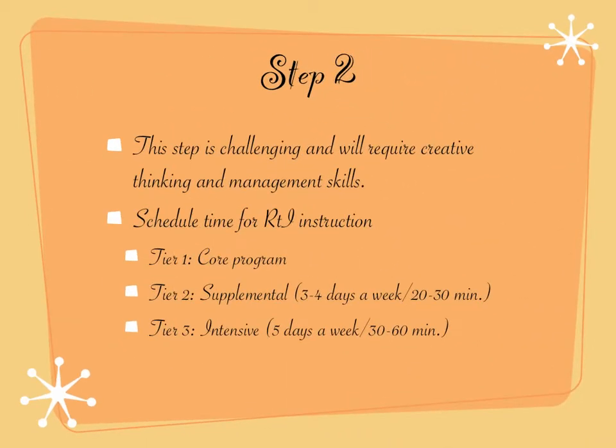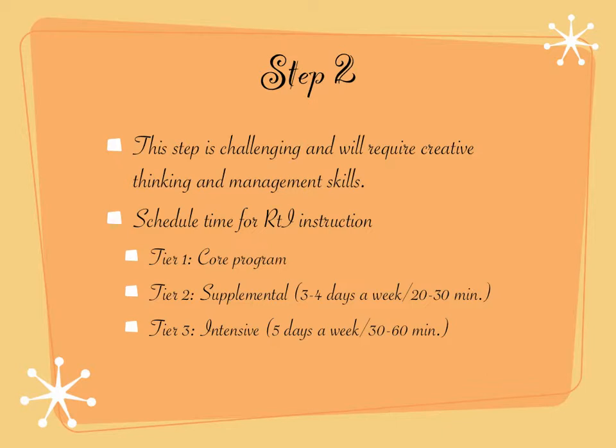Step 2 would be challenge. This step is very challenging. It's going to require creative thinking. Like I said, the primary has more resources than the intermediate or middle school. You will need to schedule time for RTI instruction. You have Tier 1, which is your core program. That means all kids are going to get that. Tier 2 is supplemental instruction. This will be 3 or 4 days a week for 20 to 30 minutes. You would want to progress monitor Tier 2 kids once every other week. That's once every 2 weeks. And Tier 3 would be very intensive.